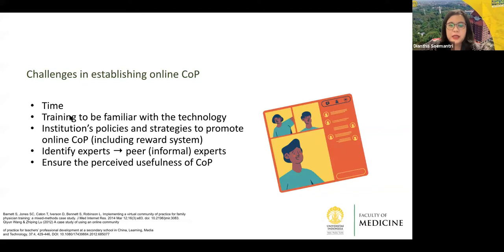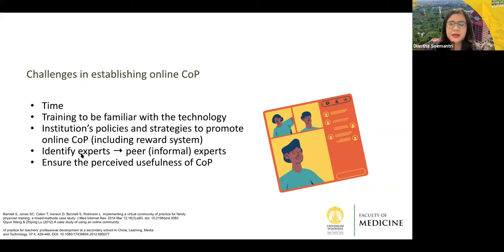Particularly in online COP, we need to be familiar with the technology. So perhaps at the beginning of the COP establishment, we need to have some training for all the members to be familiar with the technology so they can make use of it optimally. And another challenge is the policies and strategies to promote online COP, including a reward system. So this is very important, as I've mentioned before. How can we recognize and reward participants based on their participation in the COP? Perhaps just like when we recognize teachers when they are involved in the formal faculty development program, how can we reward them when they are involved in the COP in a way that is important to promote the online COP?